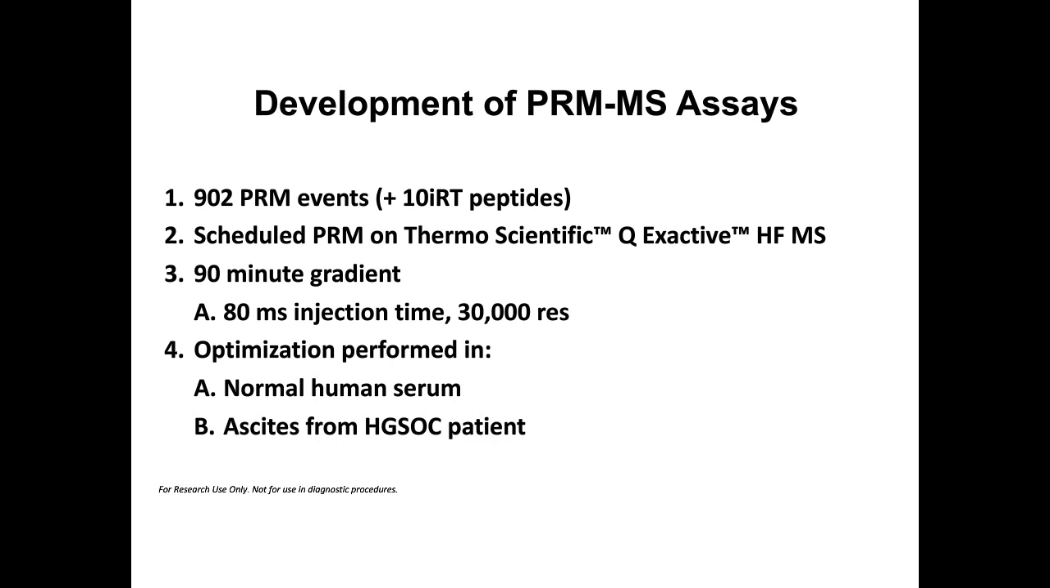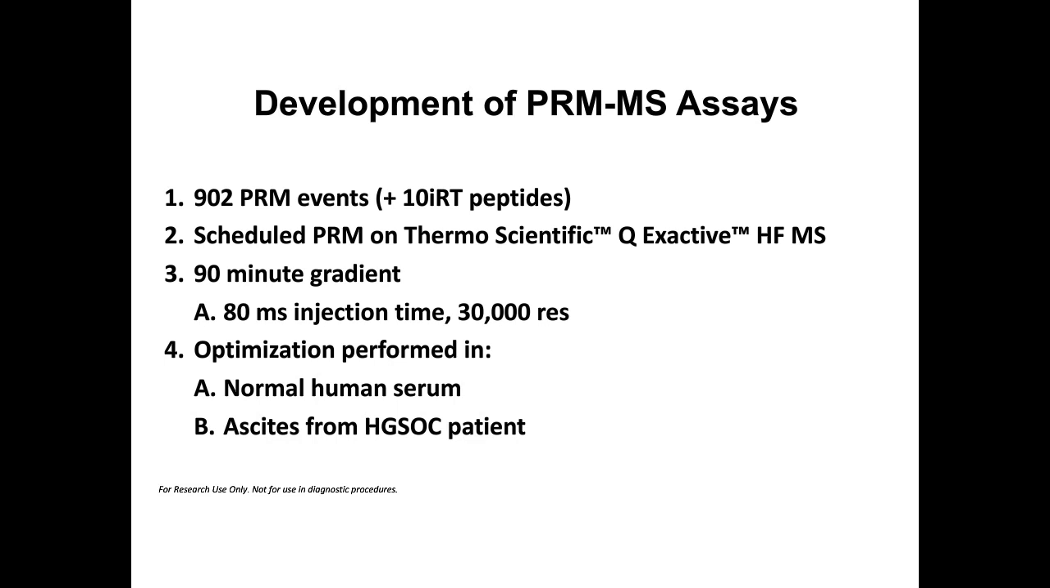We then used our stable isotope labeled synthetic peptides, and we developed assays using both first normal human serum as well as ascites samples from some high-grade serous ovarian cancer patients that we had available. The reason for doing this, we didn't want to develop our assays in the valuable clinical samples, but we wanted to use our synthetic standards and samples that have, at least in theory, the same kind of complexity as a background to develop our assays. And here's an overview of what we did.